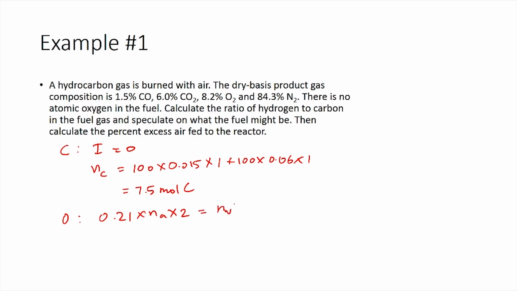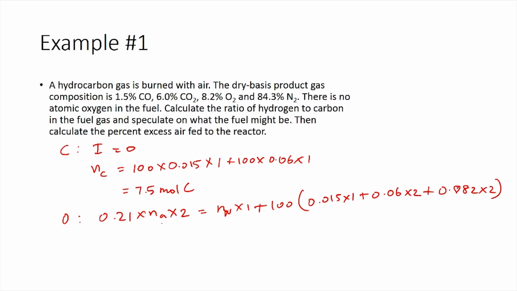This equals Nw times 1, where Nw is the number of moles of water vapor leaving the system and containing 1 atom of oxygen. Similarly, we have product gas, which is 100 moles containing oxygen in the form of carbon monoxide, carbon dioxide and oxygen. So, you have 0.015 times 1 atom for carbon monoxide plus 0.06 times 2 representing carbon dioxide plus 0.082 times 2 representing the oxygen molecule.